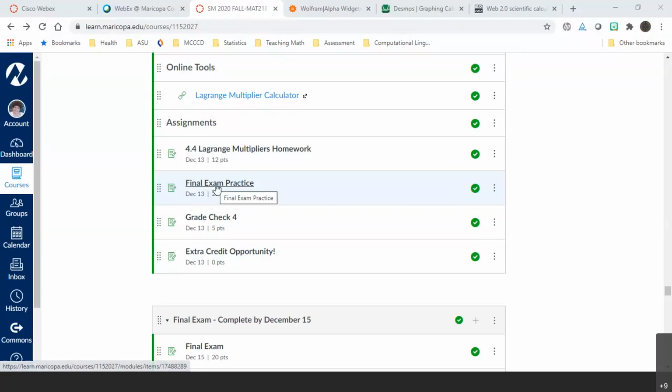Okay, and what I did for today was I printed off my version of this final exam practice with my questions and my numbers, and I'll go through those types of problems. So there should be similar types of problems on the final, but just not with the same numbers.